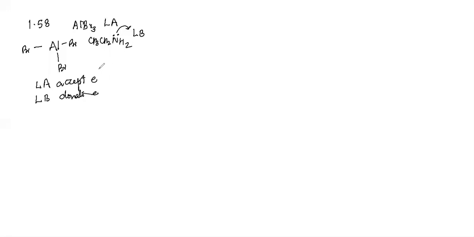Next one, HF. HF is highly electronegative. See here, this bond is very polar. So the hydrogen is lacking electron, so the hydrogen can accept electron. So this will act as a Lewis acid.